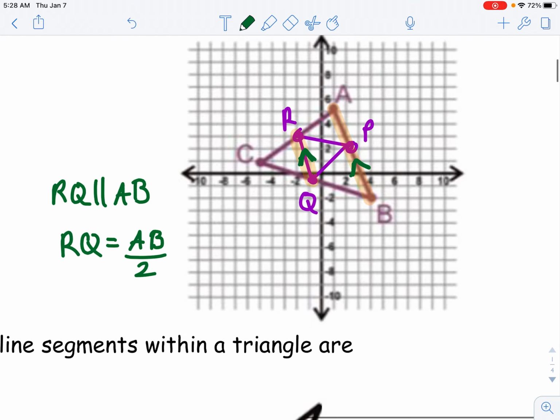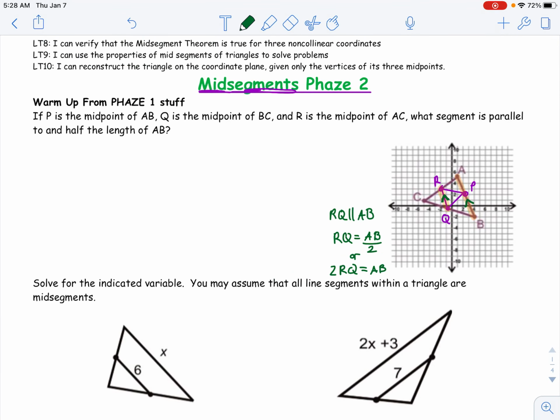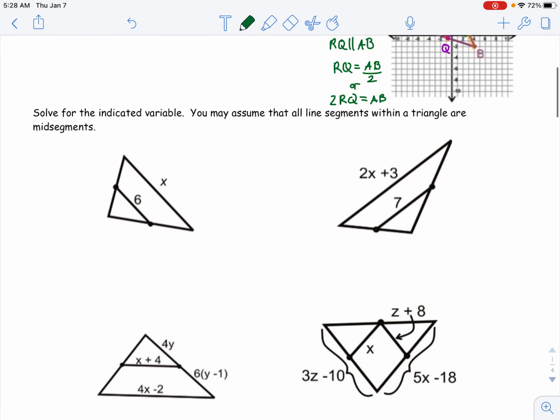So you could write it like this, or you need to times RQ by 2 to equal AB. Okay, so remember, mid-segments are parallel to the opposite side, and they're half the length of the opposite side. So that's kind of a good review, because now we're going to jump into this.